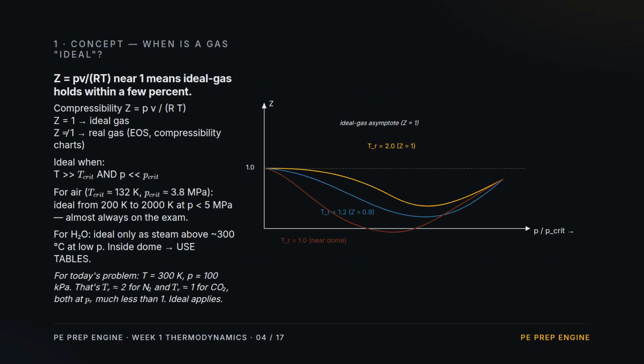When does the ideal gas model apply? Compressibility Z is PV over RT. Z equals 1 means ideal. Off 1 needs a real gas correction. 2 rules: temperature much greater than critical, pressure much less than critical. For air, that holds from 200 to 2000 Kelvin, below 5 megapascals. Essentially every exam problem with air. Water vapor is ideal only above about 300 Celsius at low pressure. In the dome, use the steam tables. Today's mixture at moderate P and T is comfortably ideal.